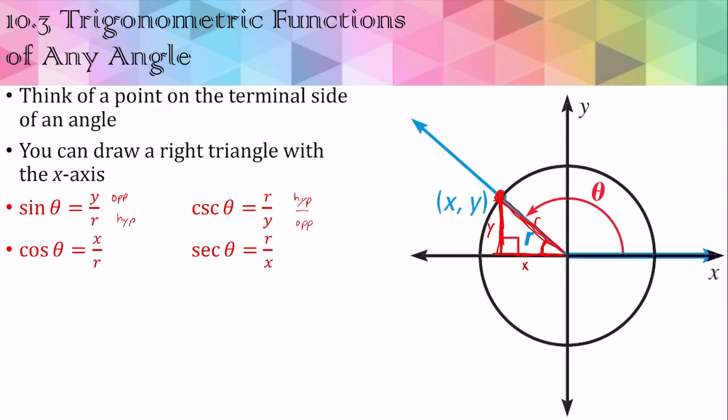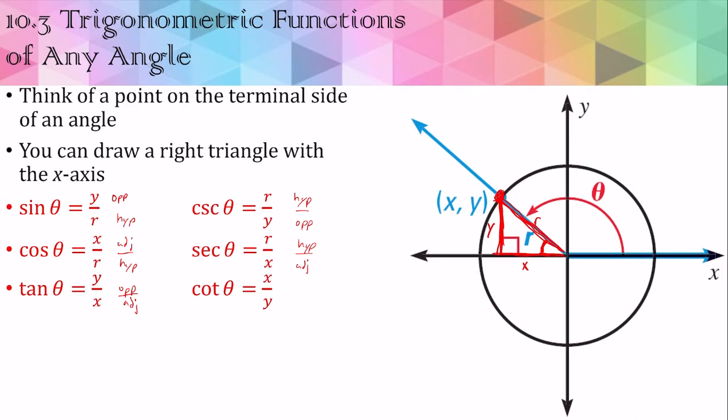Cosine is the adjacent over the hypotenuse. In this case, it's x over r. And secant is its reciprocal, r over x. And tangent is y over x, or opposite over adjacent. Cotangent is x over y.